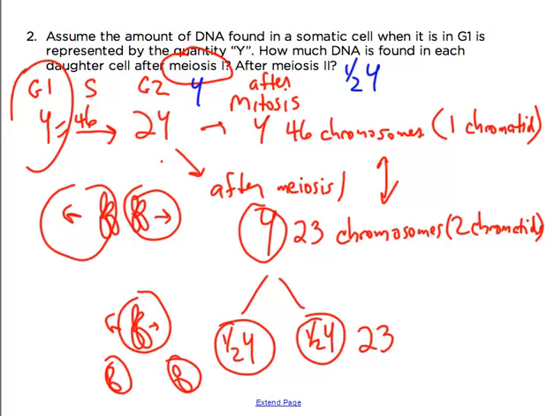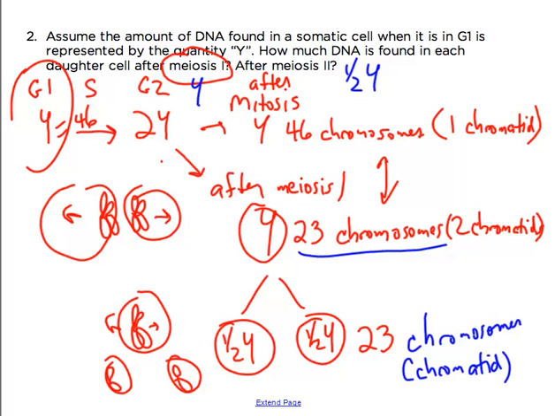And just to finish it up, we had said that after meiosis I, there were 23 chromosomes if this was a human, each made of 2 chromatids. After meiosis II, there are 23 chromosomes, but each now is made up of only 1 chromatid. So you take half after meiosis I and another half after meiosis II. So Y after meiosis I, and 1/2 Y after meiosis II. That's the ticket on this one.